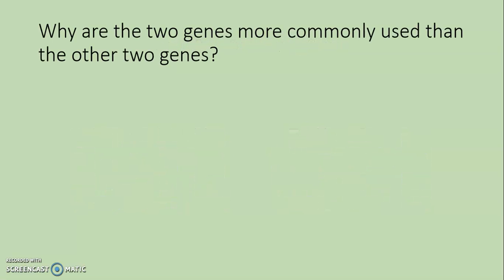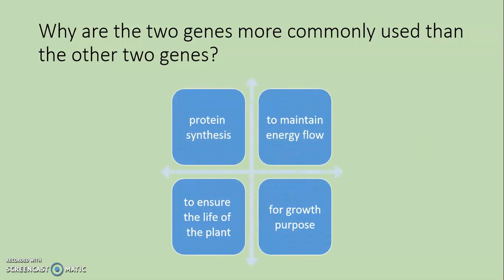So, why are these two genes more commonly used than the other two genes, which are not ribosomal and Rubisco? Because there are four reasons. First, protein synthesis. Then, to maintain energy flow, to ensure the life of the plant, and for growth purposes. Because as we know, plants are independent, so they need to generate their own food. So protein is very important for them. So these two genes are very common in all plants that exist in the world.